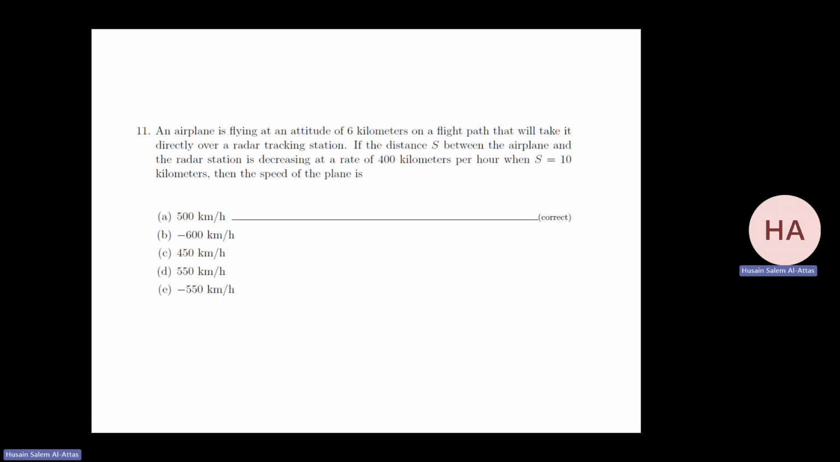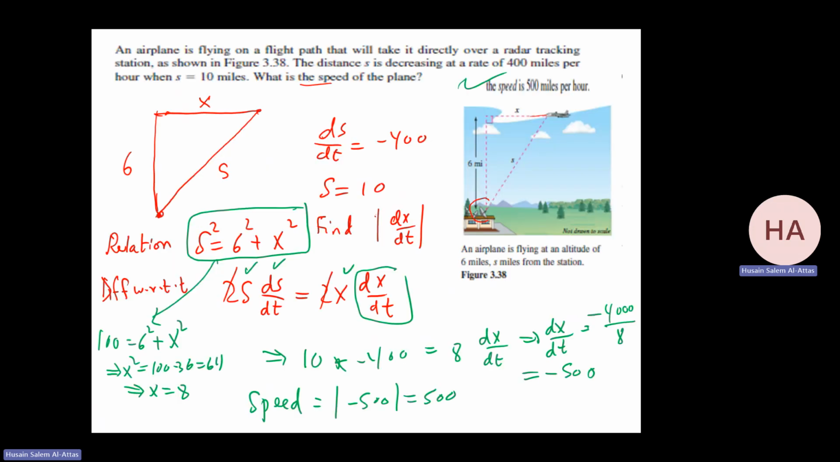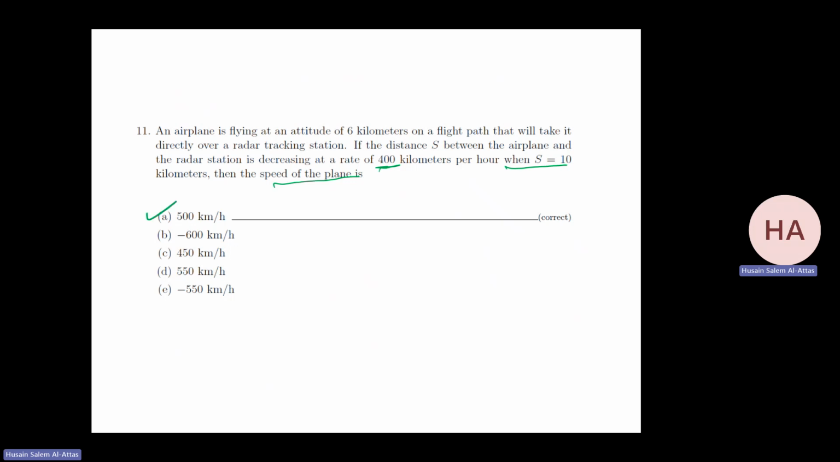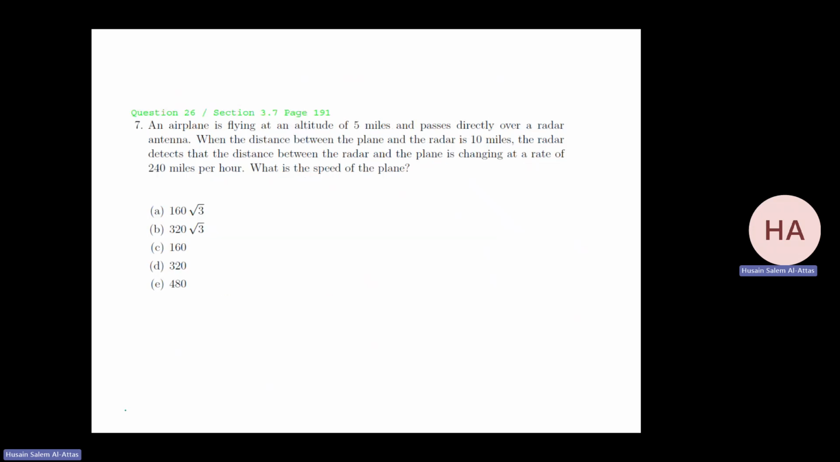An airplane is flying at an altitude of 6 kilometers over a radar tracking station. The distance between the airplane and the station is decreasing at this rate, 400. When it's equal to 10, find the speed of the plane. Yeah, this is the same question. Exactly. So the answer is 500. No need to do it.